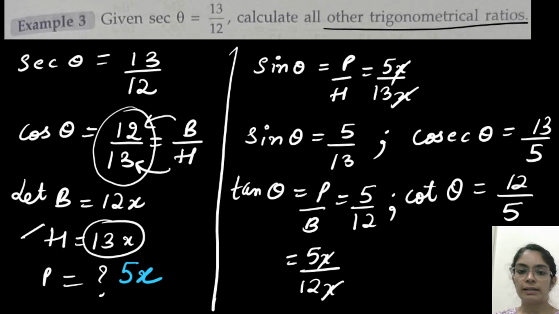The remaining trigonometric ratios we found by applying the formula, given that one of the ratios was provided to us. 5 by 12 is tan.